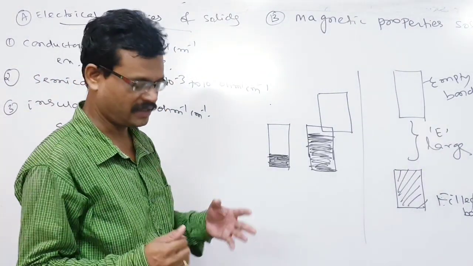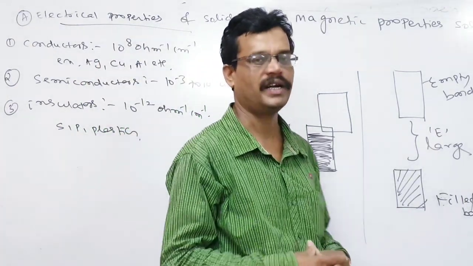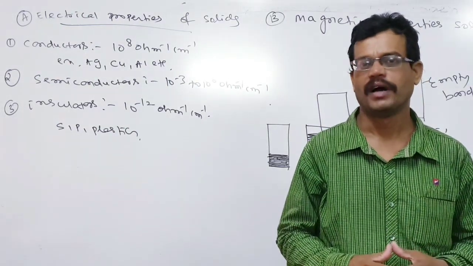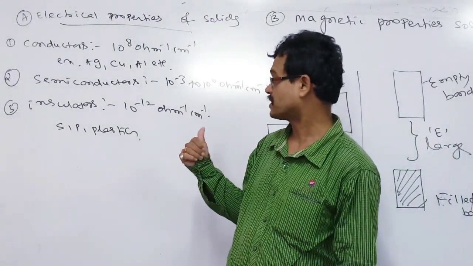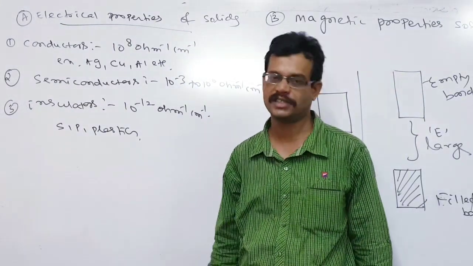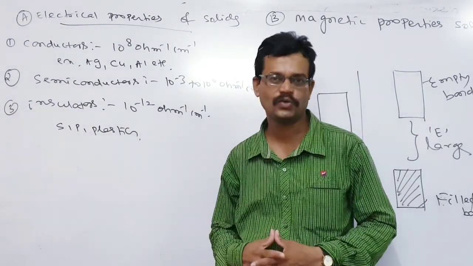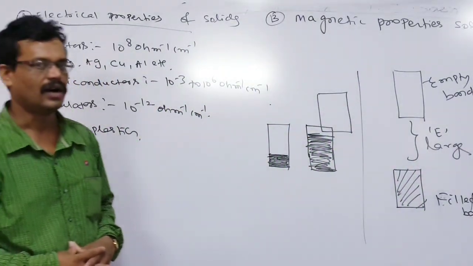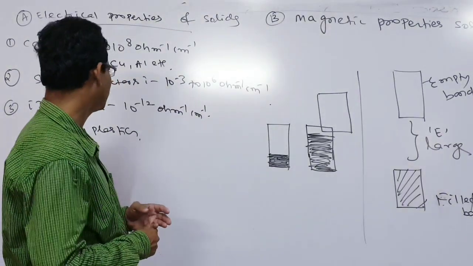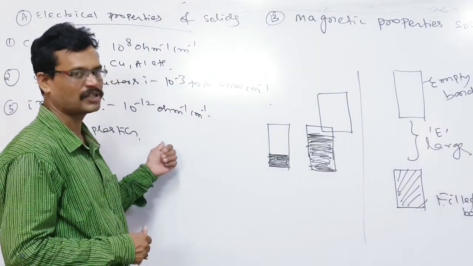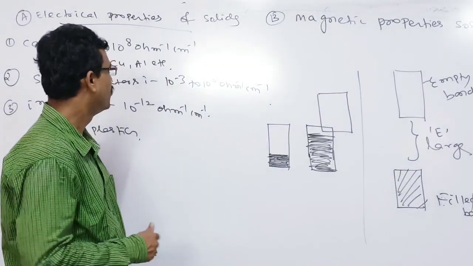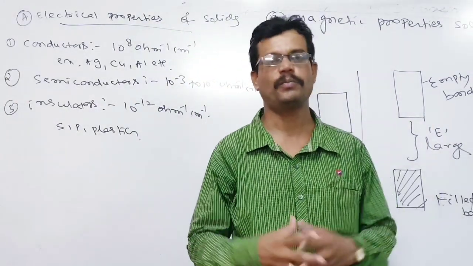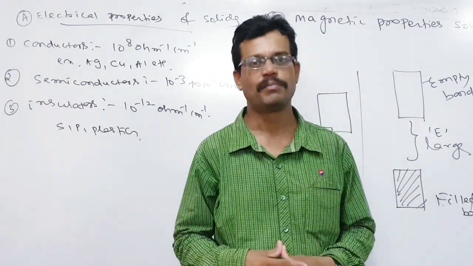And in semiconductors, the current can't pass easily or fluently, but it can pass. Its range is found to be 10 to the power minus 3 to 10 to the power 6 ohm inverse cm inverse. And last are the insulators. The current carrying capacity is very small, and it remains in the range of 10 to the power minus 12 ohm inverse cm inverse. For example, plastics and woods don't pass the current, meaning their conductivity is very less.